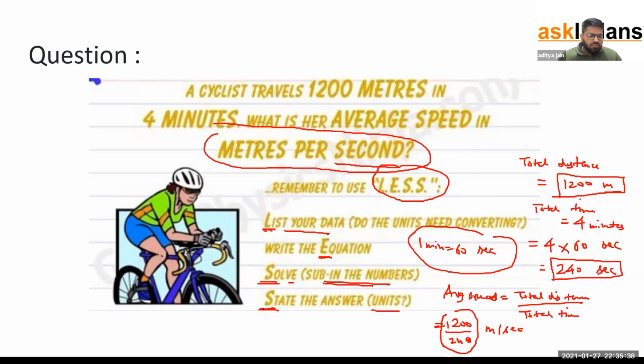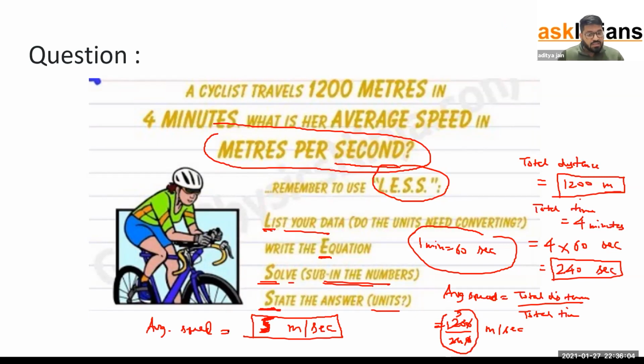In the final step, we will state the answer. So what is the answer coming? 24 fives are 120, so it will be 5 meters per second. The answer was asked in meter per second and we have got the answer in meter per second, so our answer is correct. So the average speed of the cyclist is 5 meters per second.